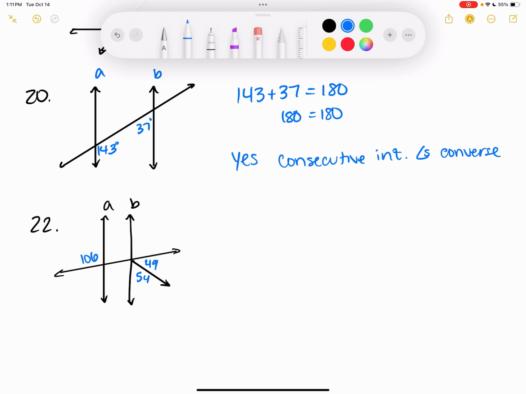What has to be true if the answer is yes, for those of you saying yes? That they equal 180. What does? 106 and 49 and 54. So 49 and 54, right? That would add up, and then we would have alternate exterior angles. Well, what's 49 plus 54?